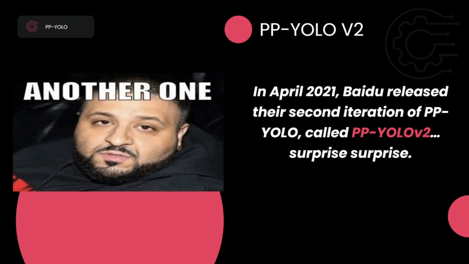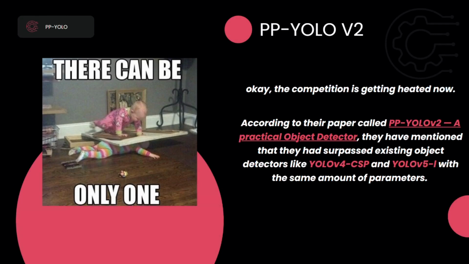So in April 2021, Baidu released their second iteration of PP-YOLO called PP-YOLOv2. Okay, the competition is getting heated now. According to their paper called PP-YOLOv2: A Practical Object Detector, they have mentioned that they had surpassed existing object detectors like YOLOv4 CSP and YOLOv5L with the same amount of parameters.